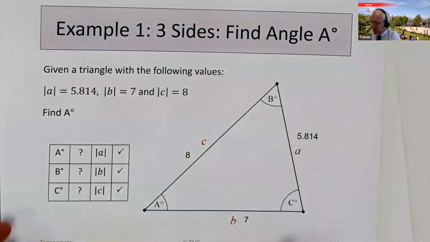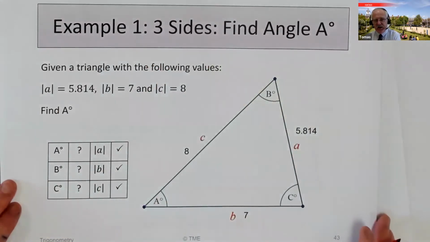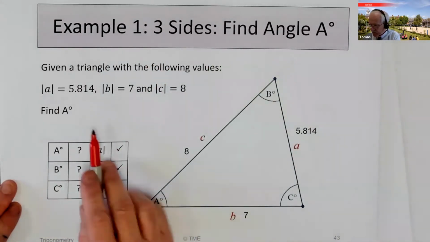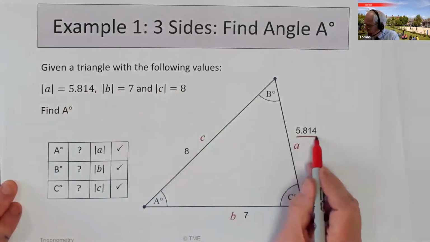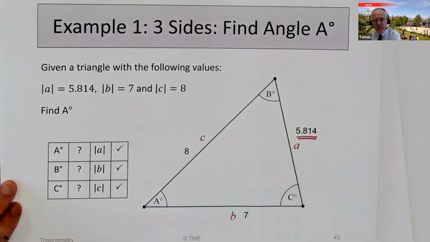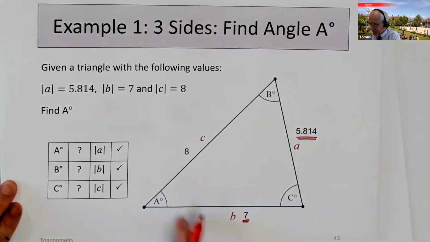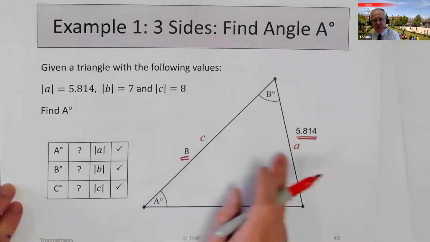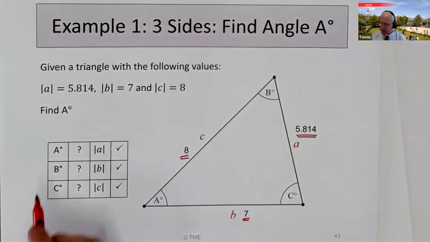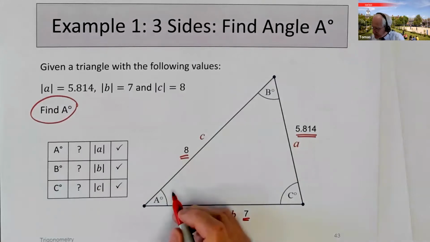So let's start here with the first example. You're given three sides, find the angle A. So given a triangle with the following values, A is 5.814, you're told this length, B is 7, and C is 8. So the three sides are known, and you're asked to find A. Find this angle here.